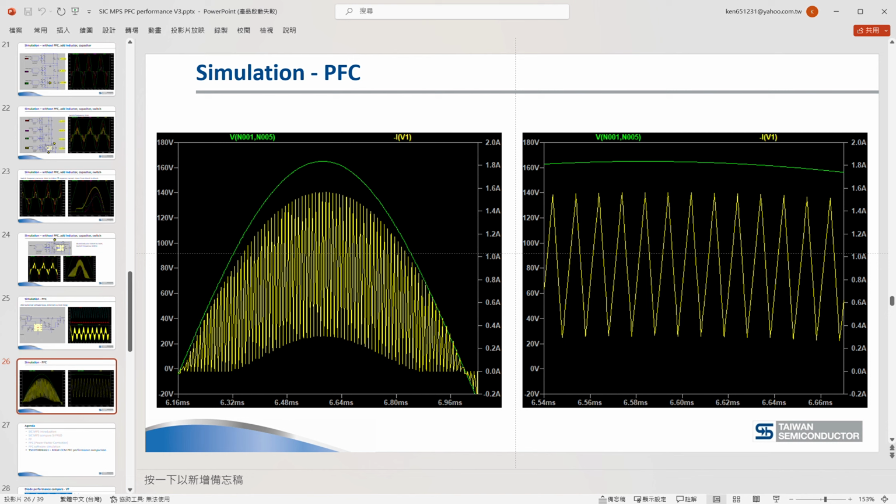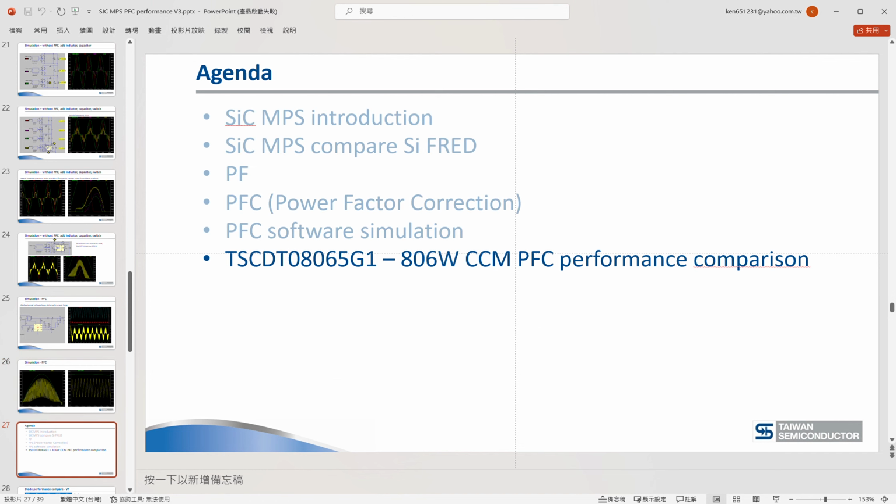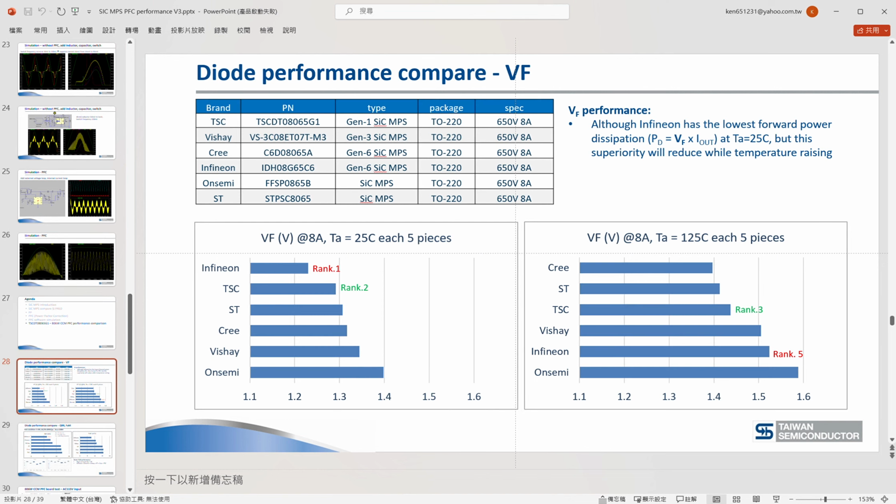We magnify it, so we can understand in detail how the PWM switches to make the current follow the voltage waveform. So we take our silicon carbide MPS to compare with other competitors in the system board PFC. The comparison group: TSC, we take the Gen 1 silicon carbide MPS, and Bichet is Gen 3, Green is Gen 6, Infineon Gen 6, onsemi, and ST.